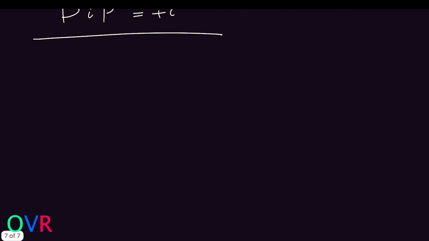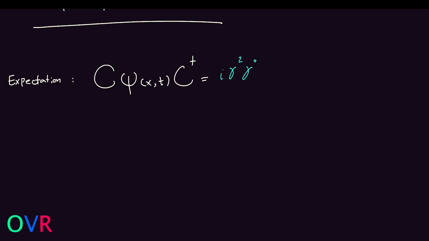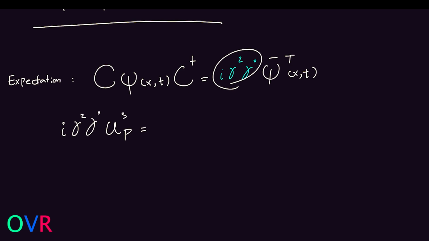Let's go to the last one, which is charge conjugation. In charge conjugation, we only flip the type of the particle to antiparticle, and vice versa. The expectation is that C, which is what I show for charge conjugation, acting on psi of x and t, C dagger, is equal to i gamma 2 gamma 0 psi bar transpose of x and t. The reason for these gamma matrices is that they flip the Dirac spinors into each other. If you apply i gamma 2 gamma 0 to u of s and p, this gives you v of s and p, and if I apply it to v of s and p, this gives you u of s and p.